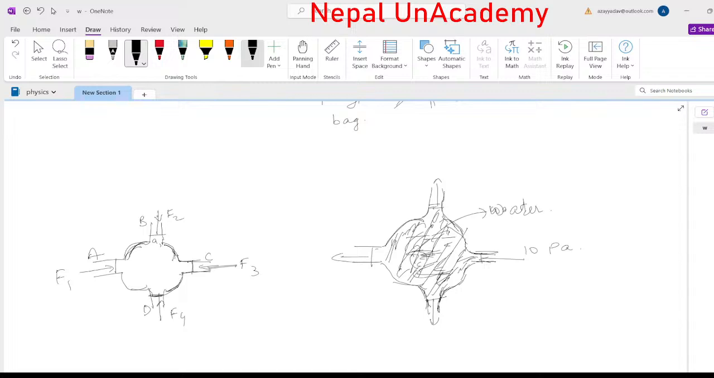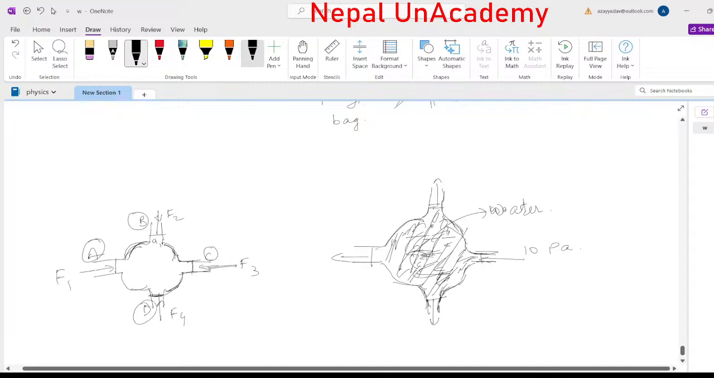Okay, A, B, C, and D. Now it is telling that suppose the cross-sectional areas of the 4 pistons are A1, A2, A3, and A4. We have the cross-sectional area of all pistons.